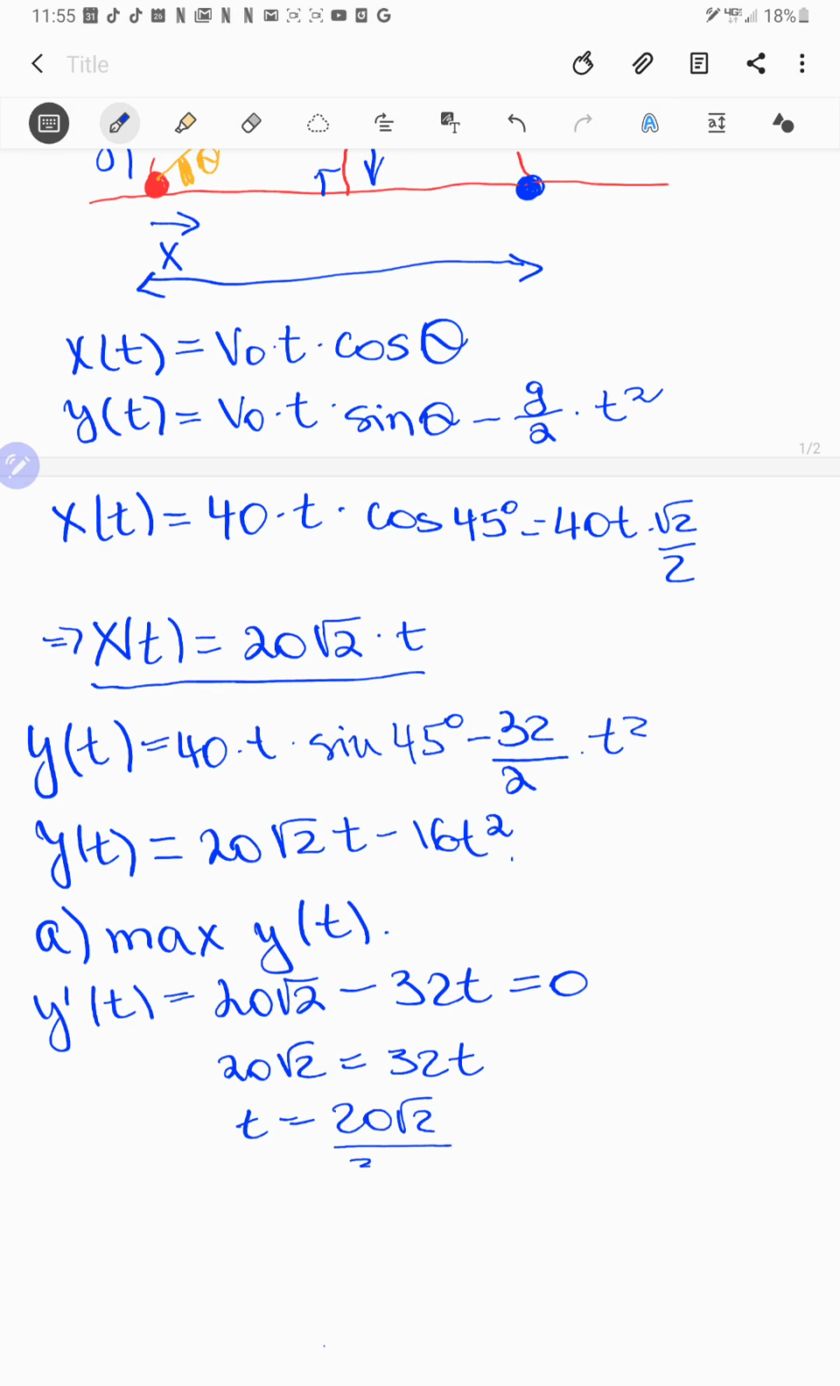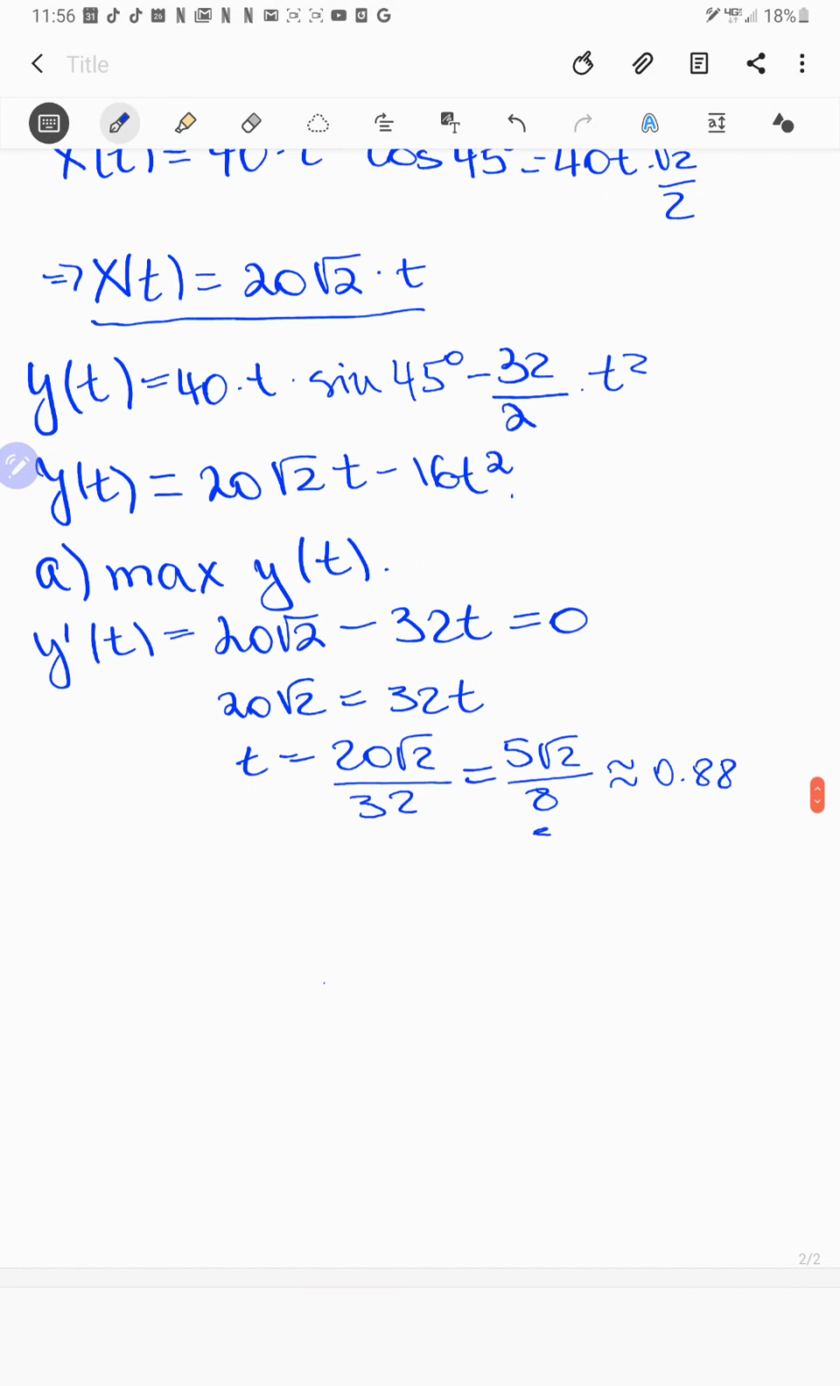20 square root of 2 over 32, which we can simplify a little bit by dividing the top and the bottom by 4 to 5 square root of 2 over 8, which is approximately 0.88. But I'll still use that number just because of calculation purposes later.